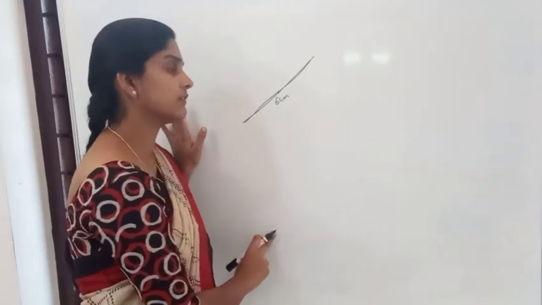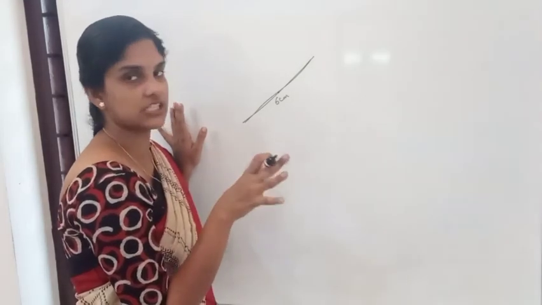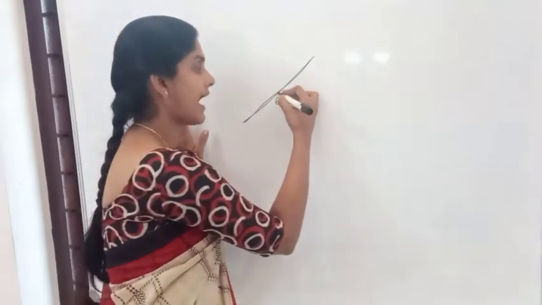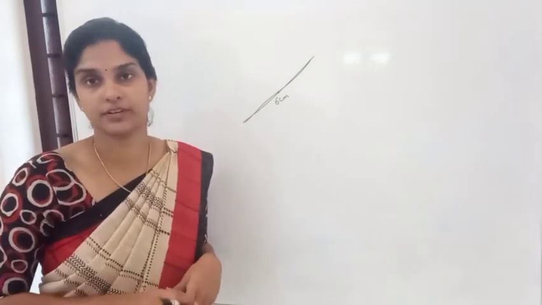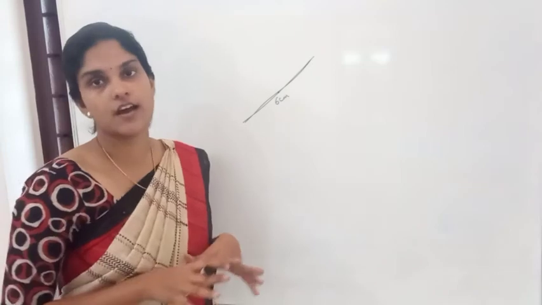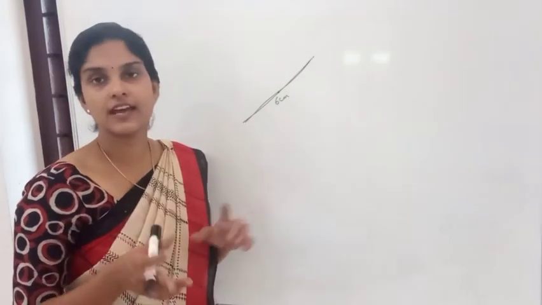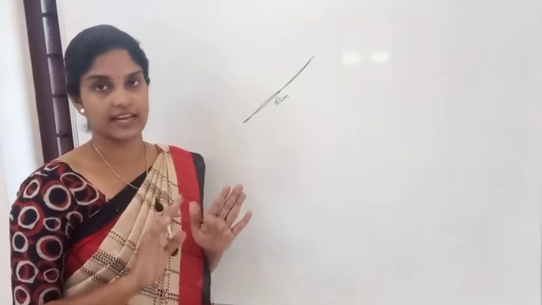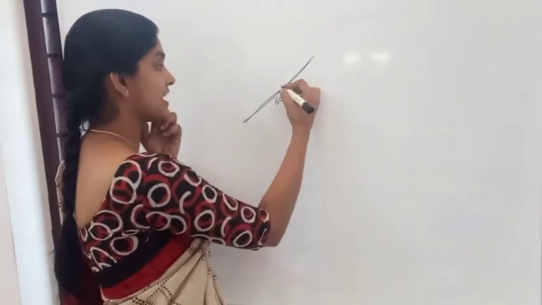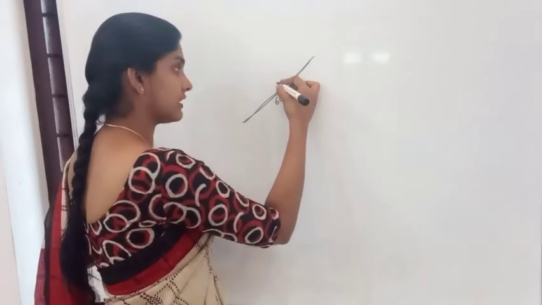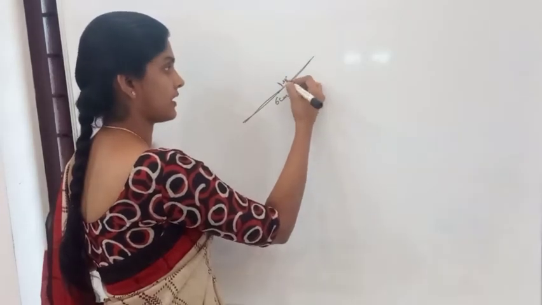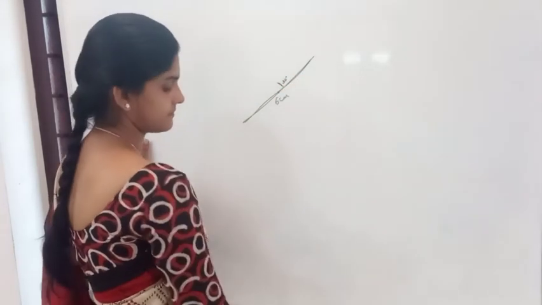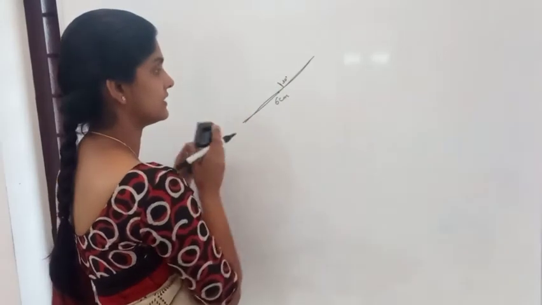Then we shall take a measure for the angle. It's not said that the diagonals bisect each other perpendicularly, right? It's not said that. So we can take any measure of angle between the diagonals. Okay. So take here as 30 degrees. I'm taking over here as 30 degrees.